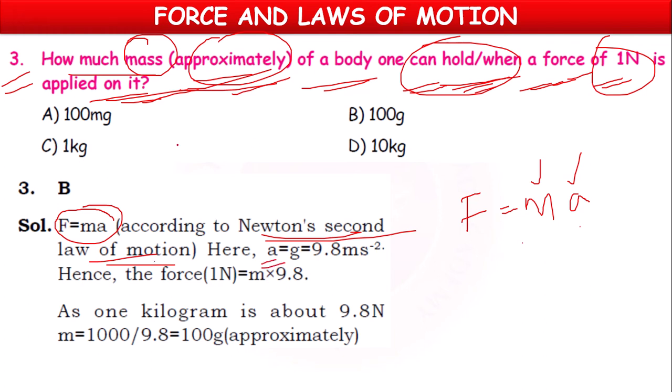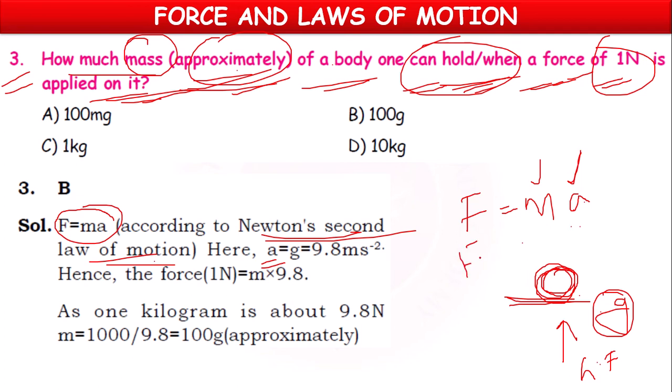So here, how much mass approximately of a body can one hold when a force of 1 newton acts on it? When we are holding any body, the body will be under the influence of gravitational force, or indirectly acceleration due to gravity. So here this a value we have to take as g. Indirectly, it is nothing but weight. How much mass approximately of a body one can hold means indirectly it is nothing but weight. So the formula F equals mg, or weight W equals mg, we can apply here.